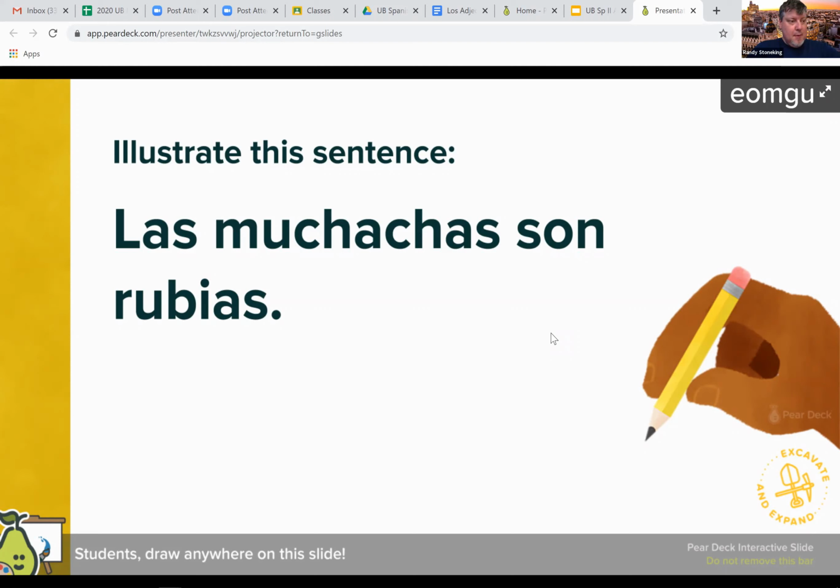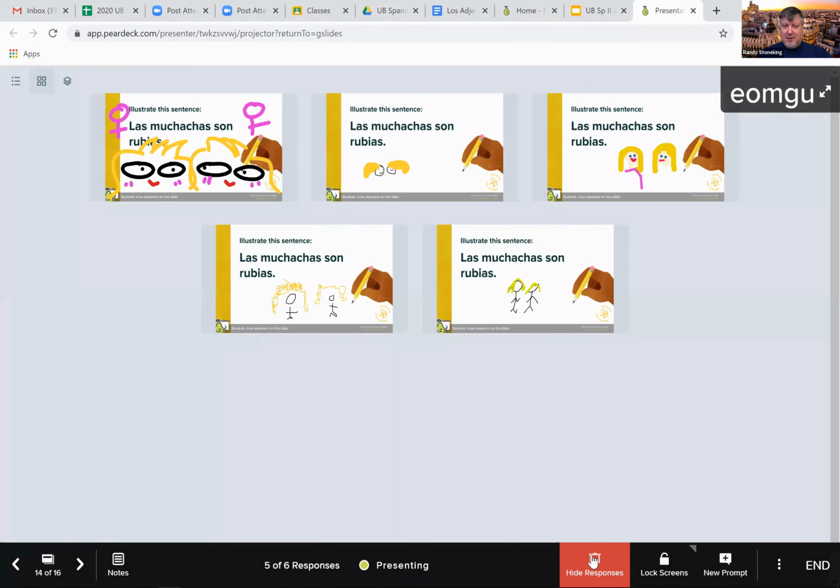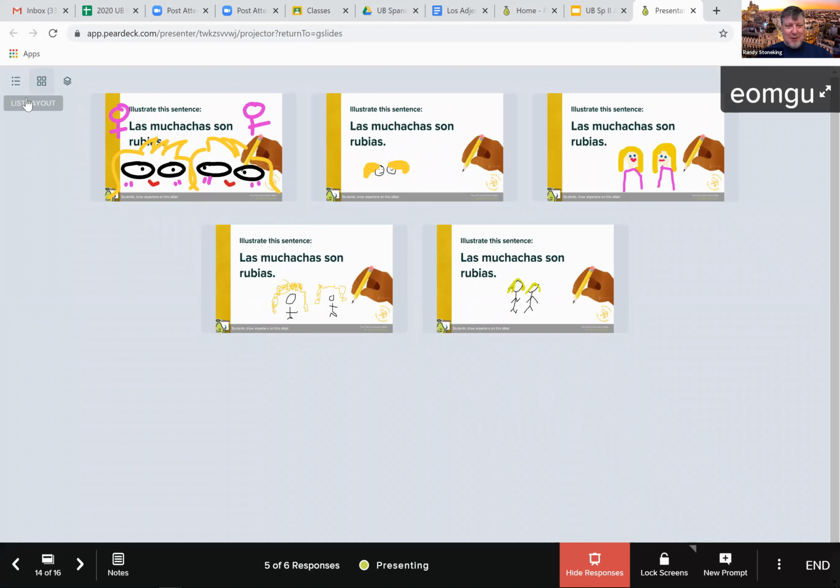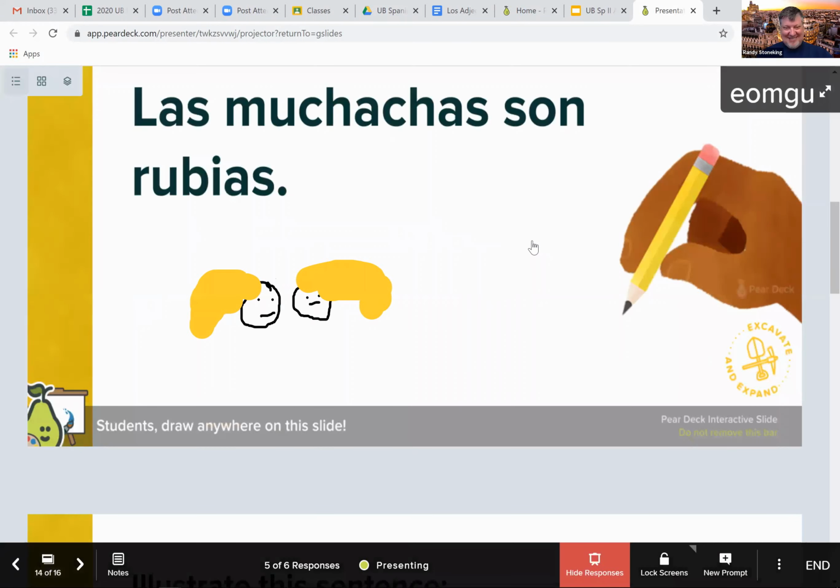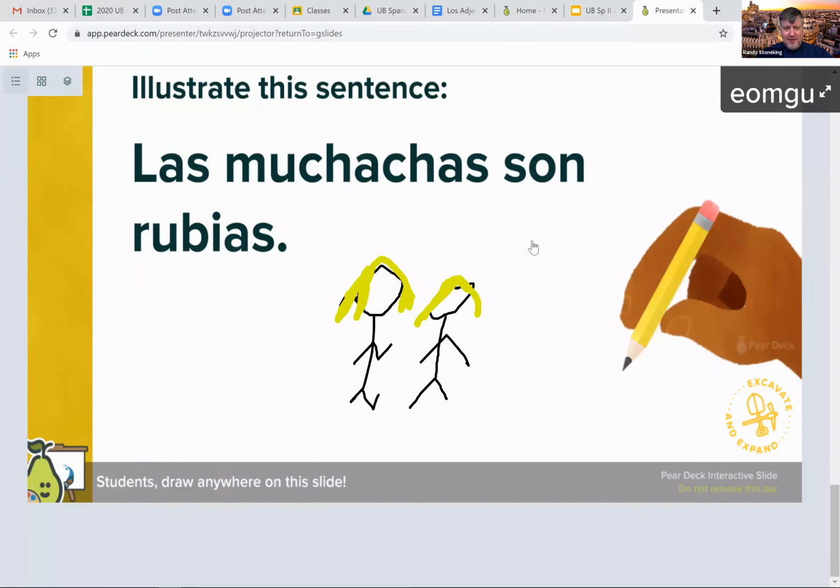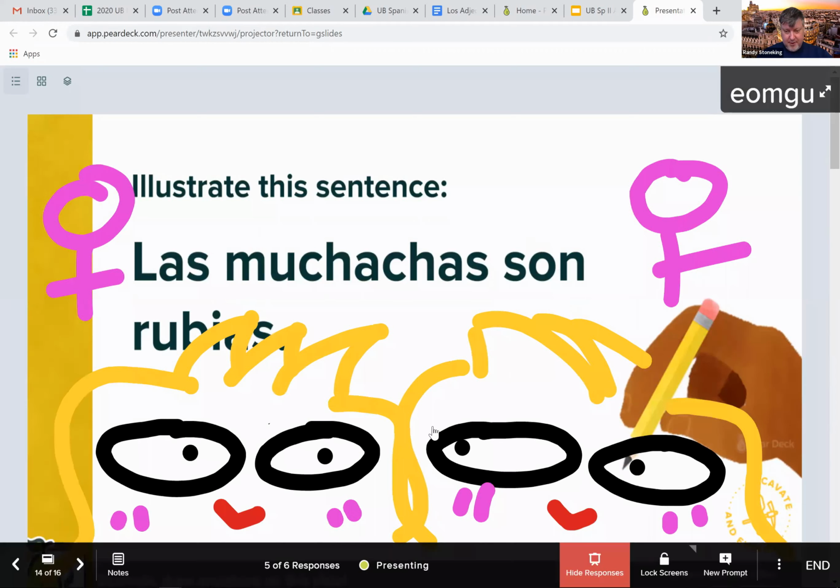Five, 4, 3, 2, 1. Las muchachas son rubias. Let's take a look. Very good. Everybody used your yellow to indicate some sort of blonde hair. Very good. So las muchachas son rubias. The girls are blonde. That's really good. Excelente. So the girls are blonde. Not blondes, but just blonde. Las muchachas son rubias. Very good. Excelente.